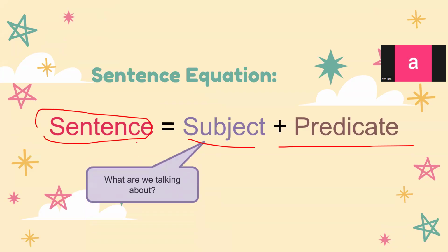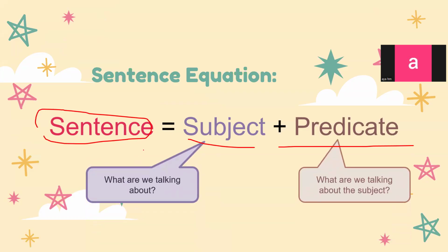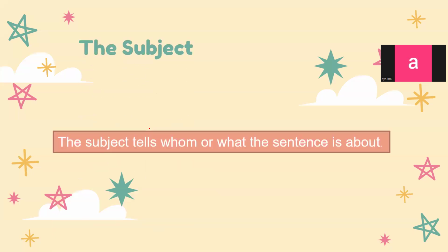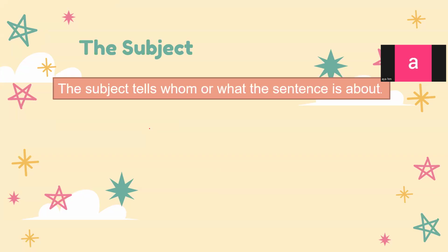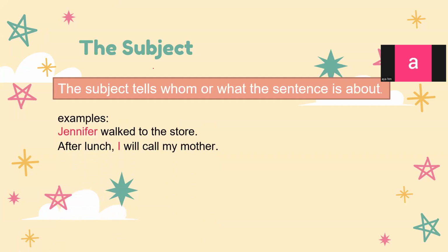The subject, what are we talking about? And the predicate, what are we saying about it? The subject tells whom or what the sentence is about. For example, Jennifer walked to the store. Jennifer is the subject. Walked to the store is the predicate.